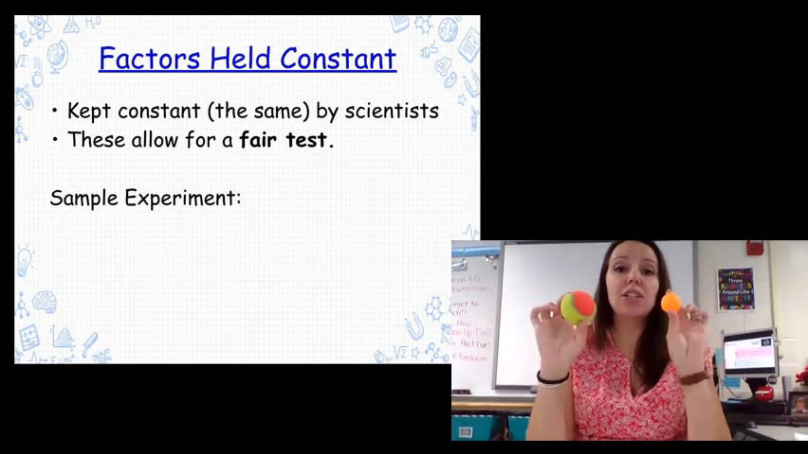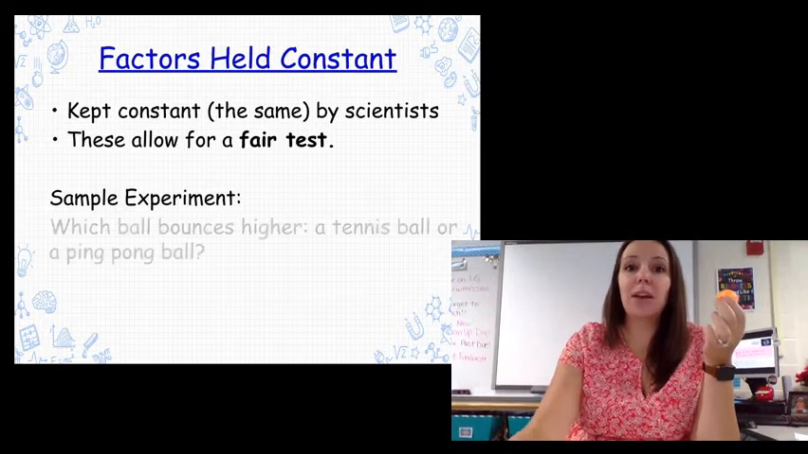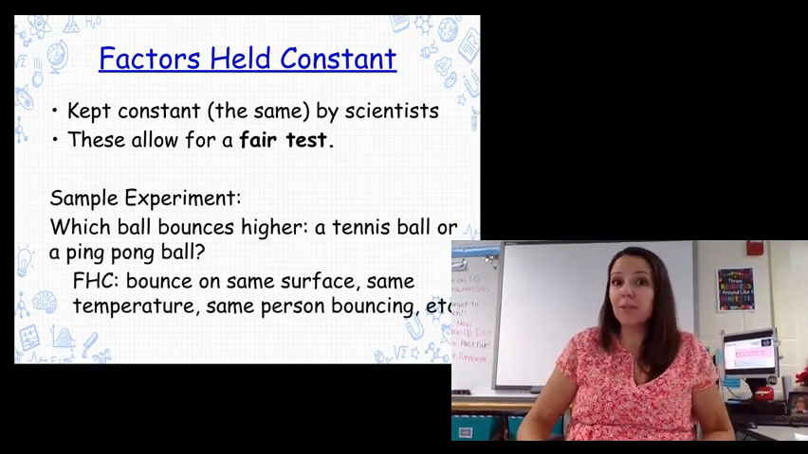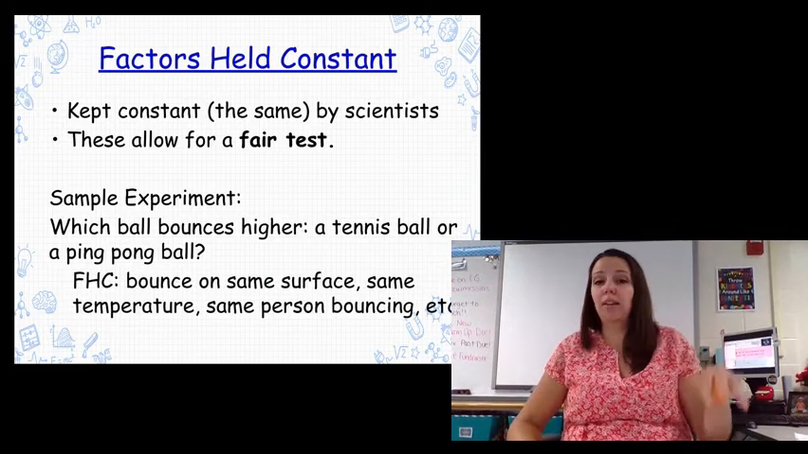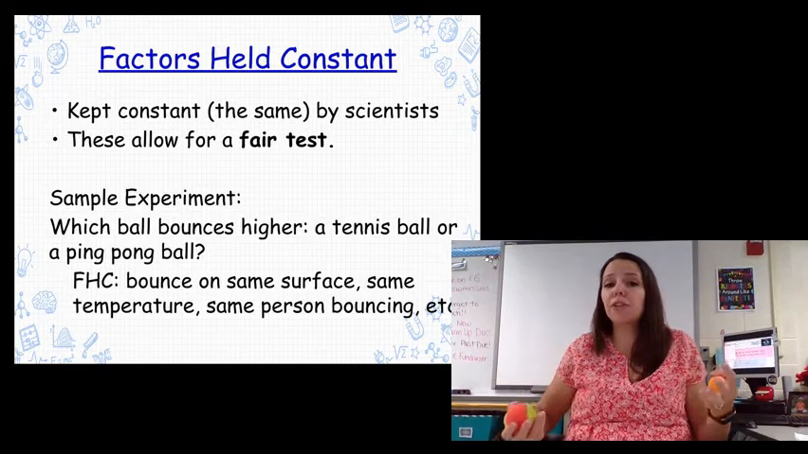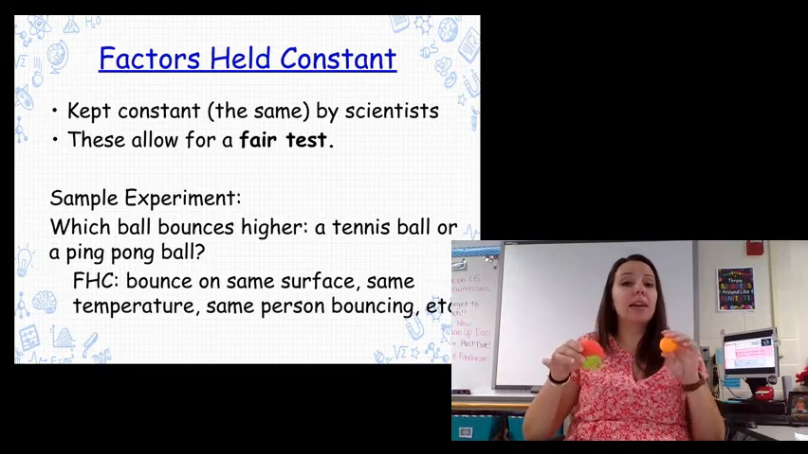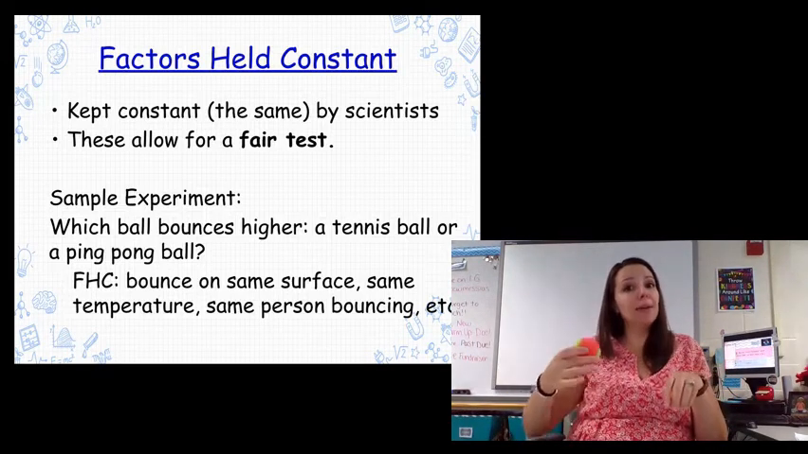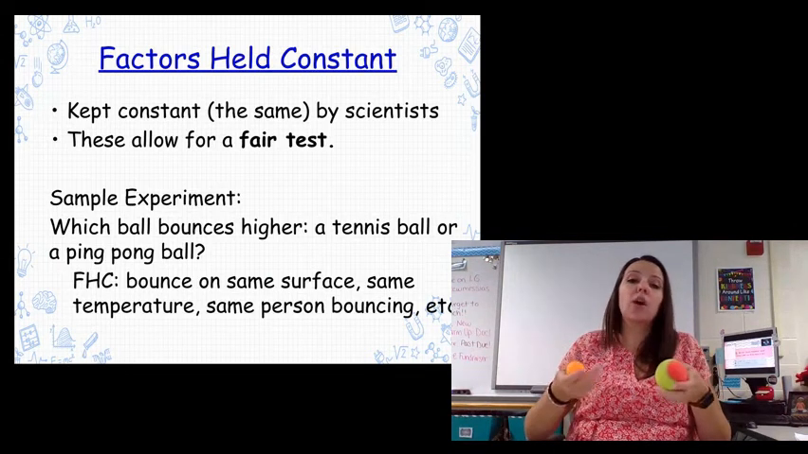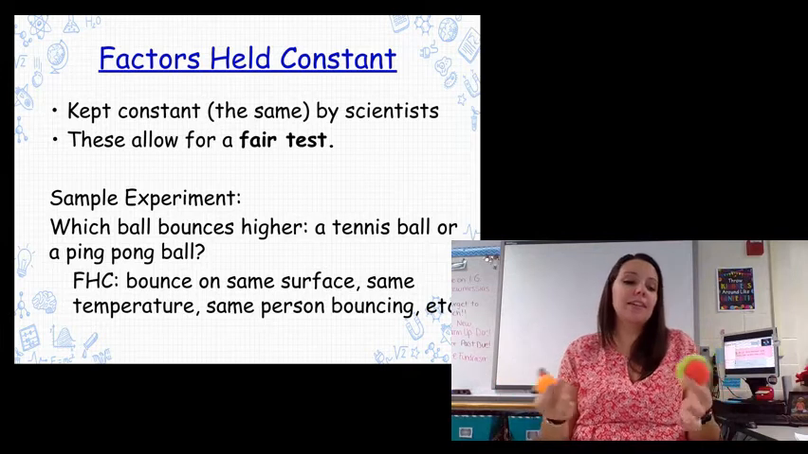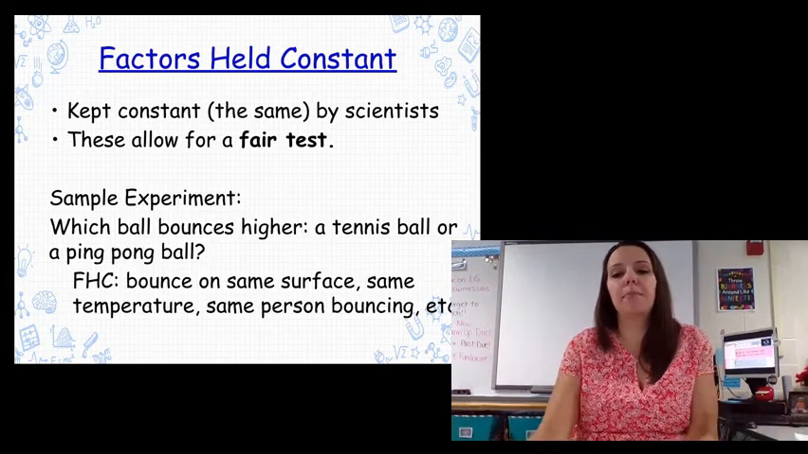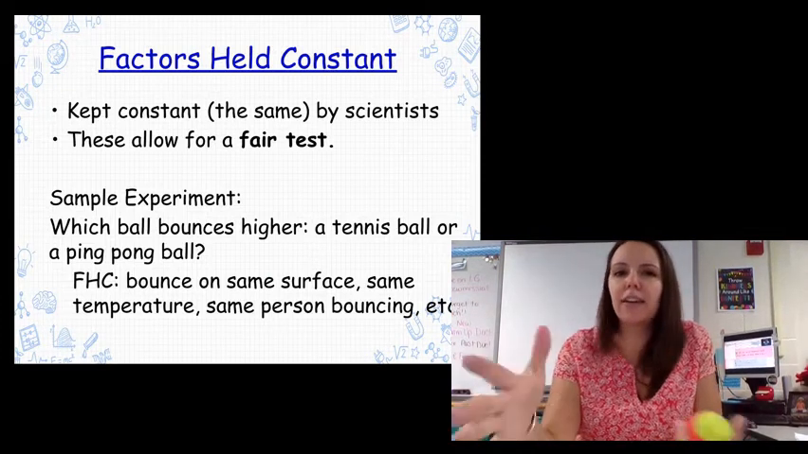And the only thing I'm changing is the type of ball, but everything else I want to keep the same. So I'm going to bounce them both on the same surface. I'm going to bounce them both on the desk. I'm not going to bounce one on the grass and one on the pavement. Same temperature in the room, same person bouncing. I'm going to hold them both at the same height when I bounce them. I'm going to use the same hand to bounce each one so that hopefully it's a really fair test and I can see just which ball bounces higher and not any of these other factors having an influence over them.